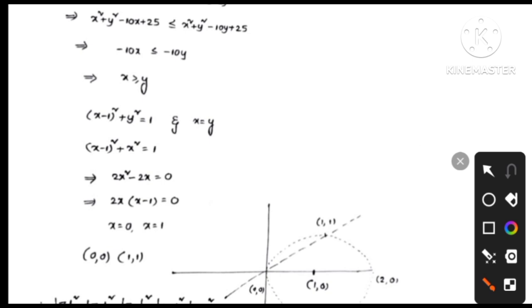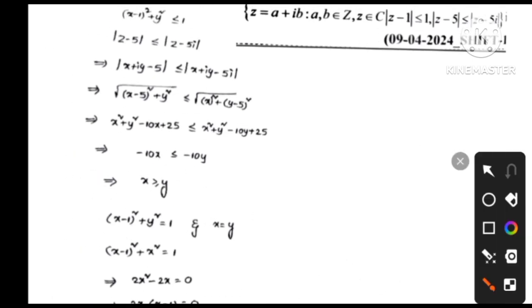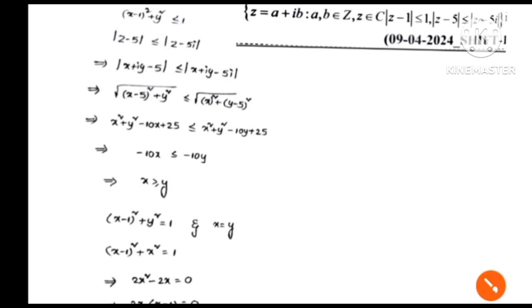Now here take the two conditions. So this is the first condition, x minus 1 whole square plus y square equals 1. Okay, take the equals case only.